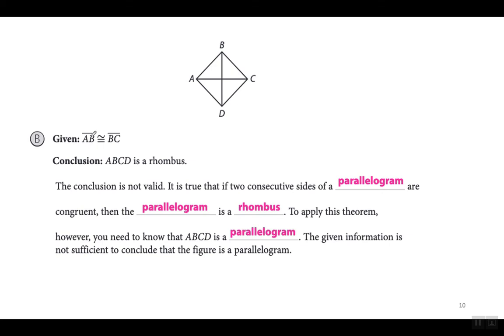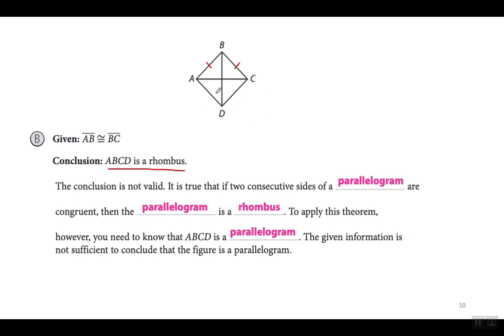So given that AB is congruent to BC, can we conclude that ABCD is a rhombus? Okay, no. Hold on. It is true that if 2 consecutive sides of a parallelogram are congruent, then the parallelogram is a rhombus. However, we don't know that this is a parallelogram.